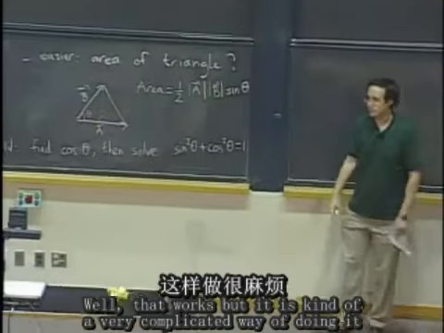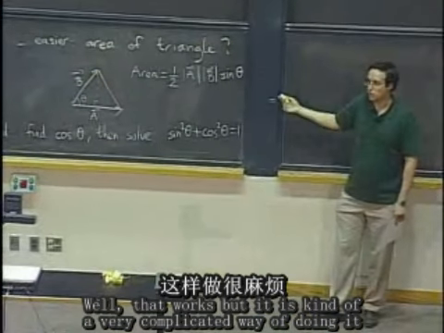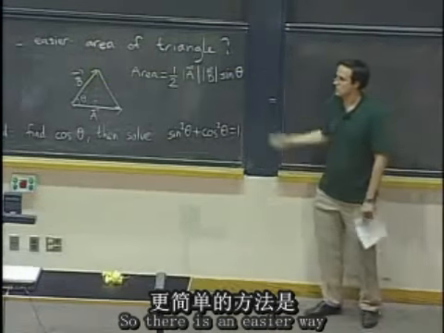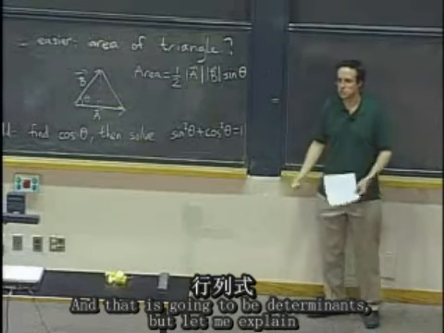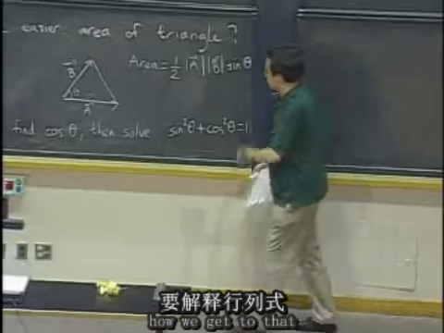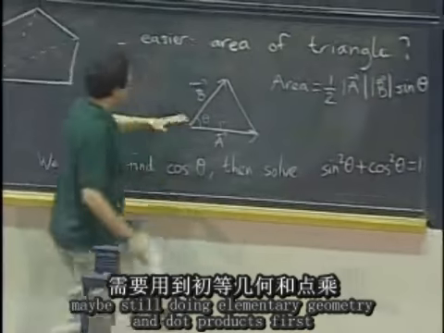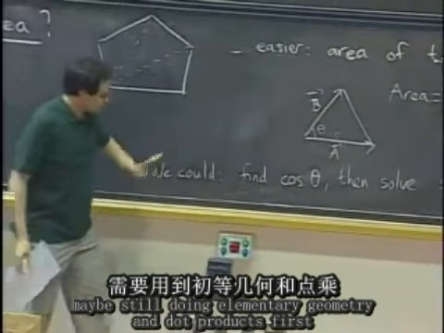Well, that works, but it's kind of a very complicated way of doing it. So there's an easier way. Okay, and that's going to be determinants. But let me explain how we get to that, maybe still doing elementary geometry and dot products first.